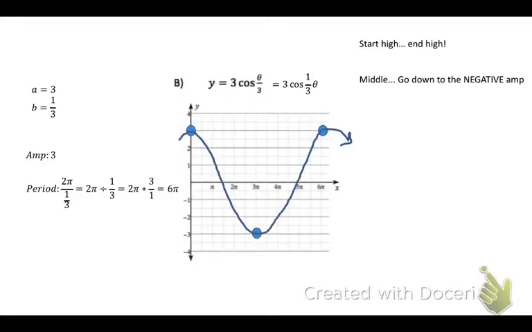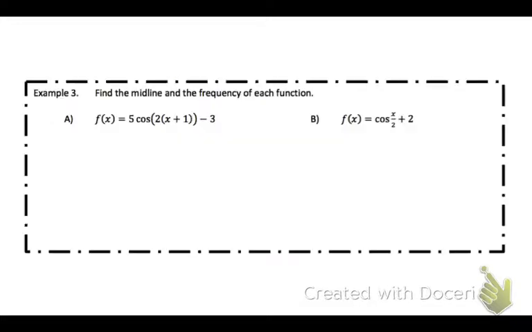Right there, and then we can just draw that graph, and there you go. Okay? We're going to save the next two examples for class. So we have to find the midline and frequency of each function. Every time you do this, label your A, B, C, and D. So A is 5, B is 2, C is 1, D is negative 3.